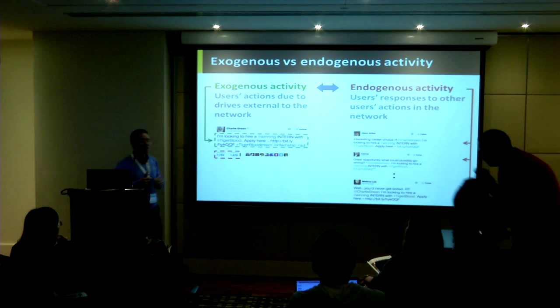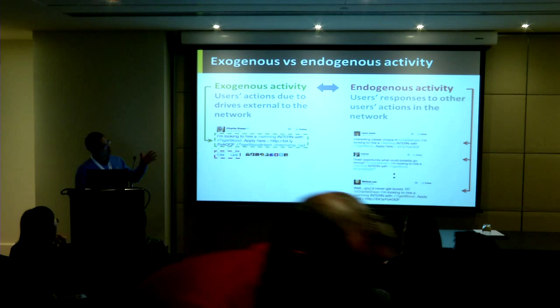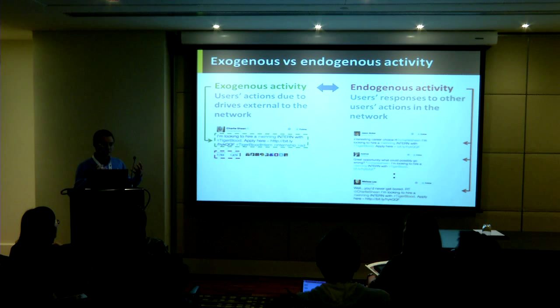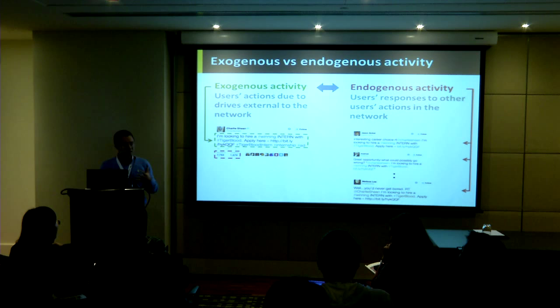And then we're also going to look at the endogenous activity, activity internal to the network. Because your neighbor says something, it triggers you to respond to it, some kind of retweeting. So essentially, what we want to do is choose these external activities such that we can generate as large an overall activity as possible.